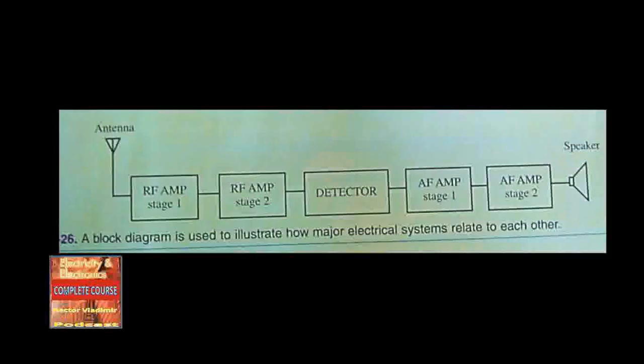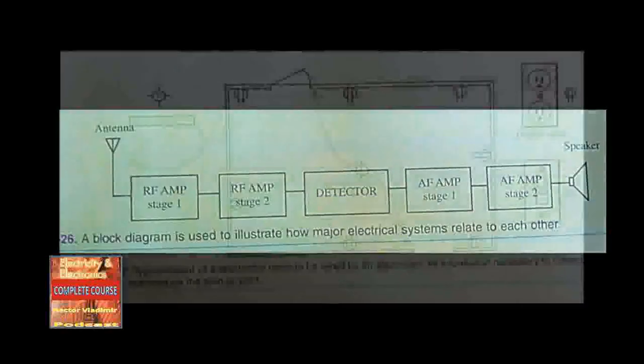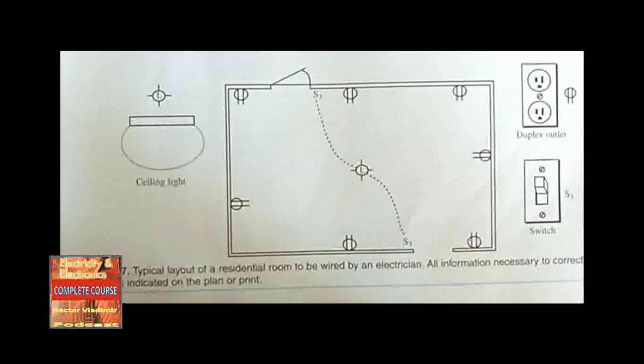Sometimes a block diagram is used to show how an overall system works. Look at Figure 2-26 to see a block diagram of a typical AM radio. The components, such as the amplifier, are grouped together in stages. Figure 2-27 is a typical plan of the electrical circuits to be installed in one room of a residence.